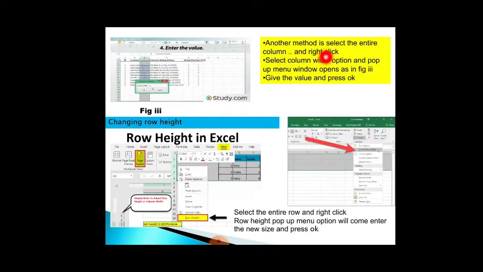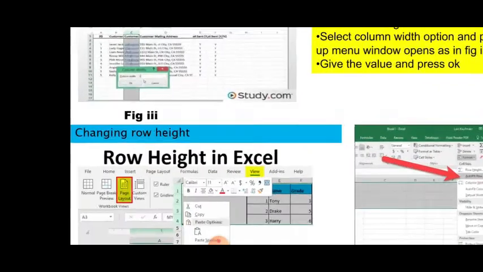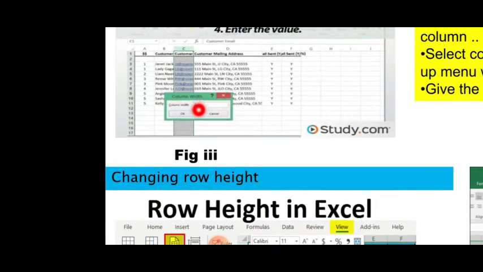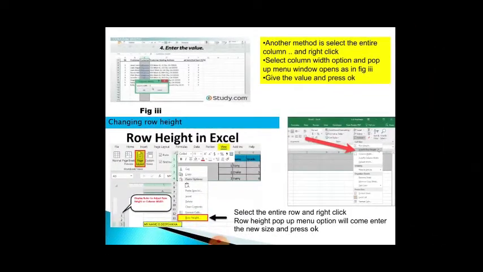Another method is to select the entire column and right click. Select the column width option and a pop-up window opens as shown in figure 3. It asks how much the column width has to be. So give the value and press OK.